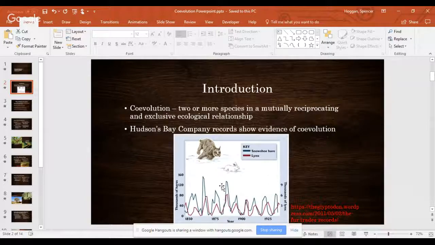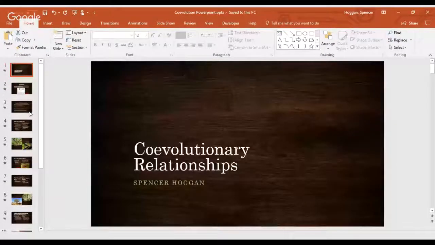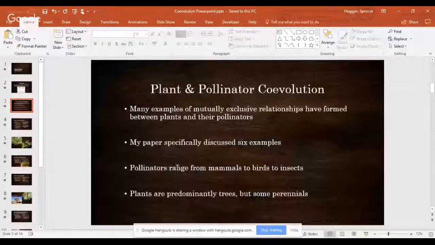So when we go back and look at just records of pelts, we can look at how these species co-evolved together and how they match each other. While this is a predator-prey relationship, I'll actually be talking about the mutually beneficial relationships. So I'll be talking about plant and pollinator coevolution.